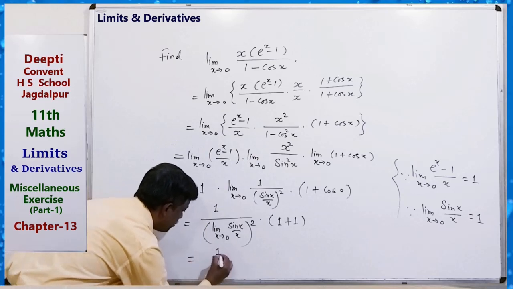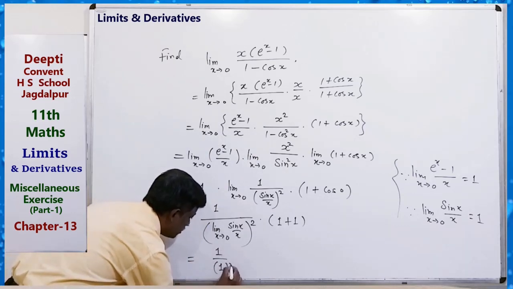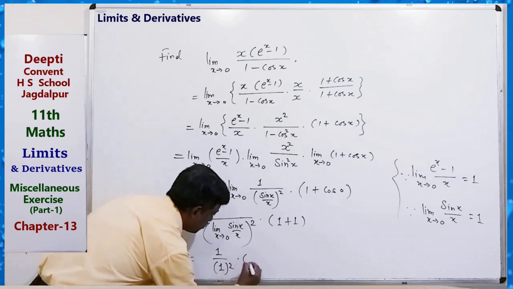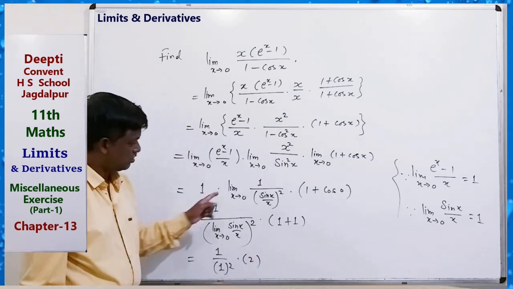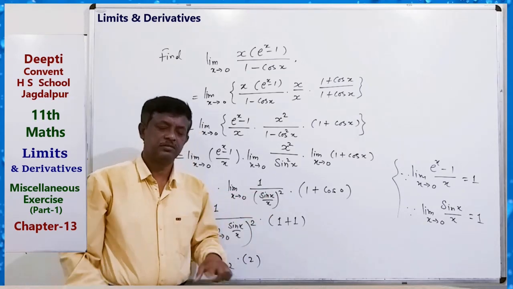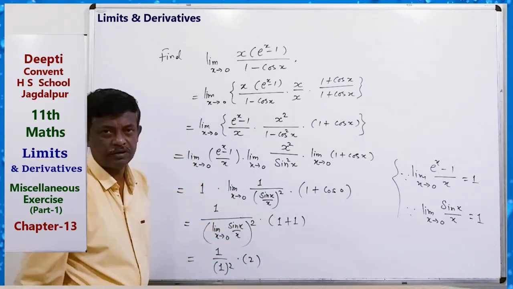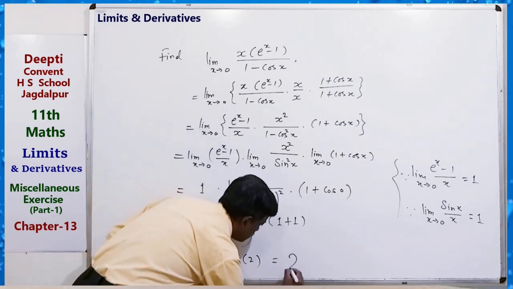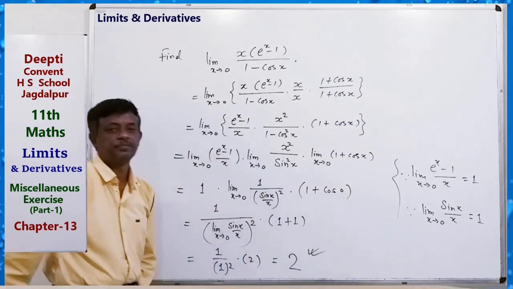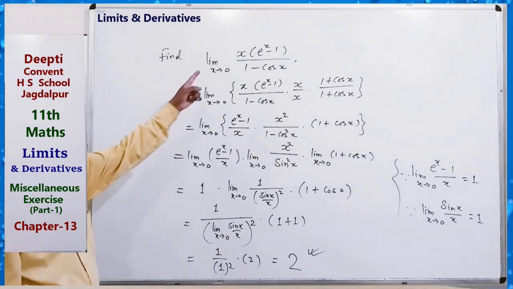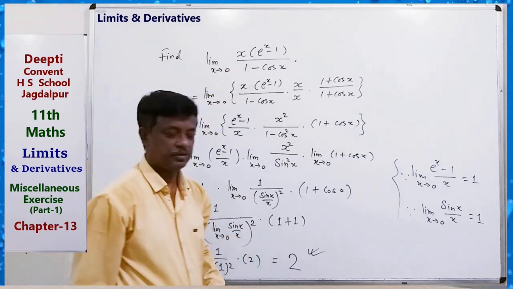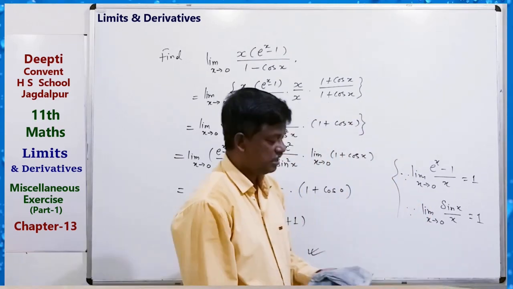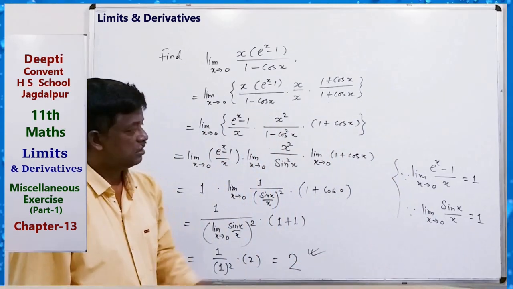So this is 1 upon 1 square, just use limit here, this into 2. Just limit of the function, when there may be power. So this equals 2. 2 is our answer. Limit of this is 2. So this is the process for finding limit by using the basic formula.